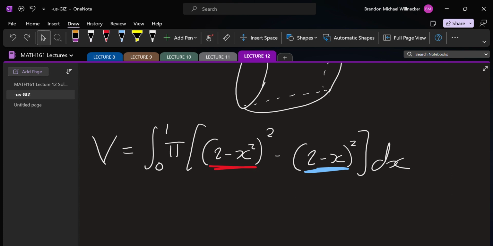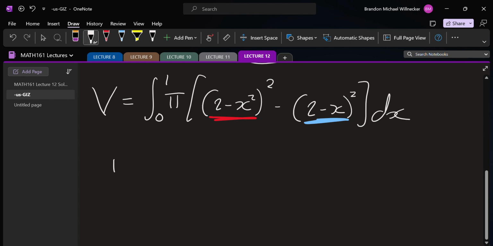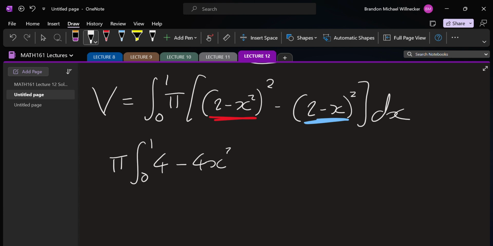Squaring this is not so bad, so we're going to get pi integral from 0 to 1. We're going to get 4 minus 4x squared plus x to the 4, minus, and then that other one in brackets, that's going to be 4 minus 4x plus x squared.